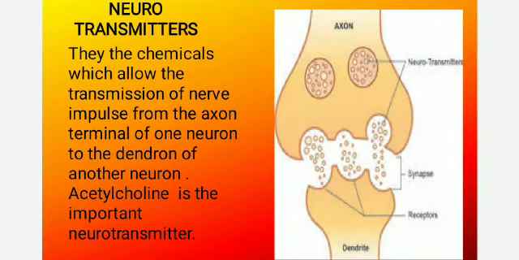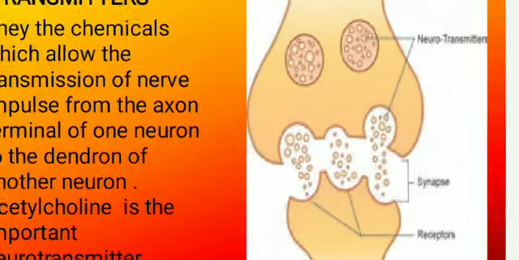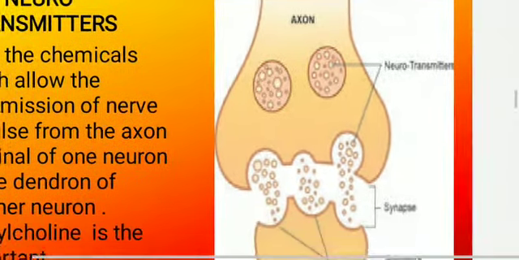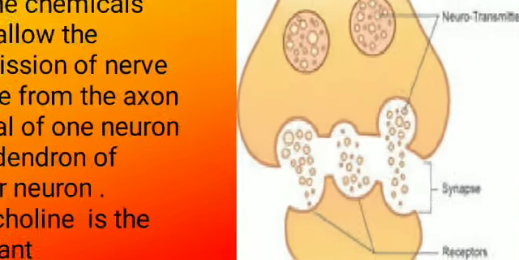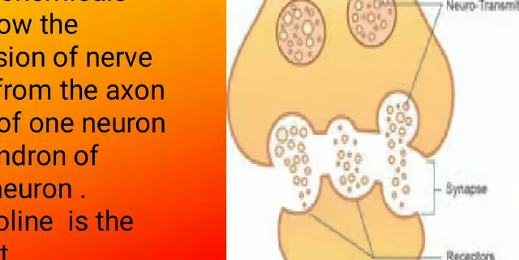Neurotransmitters are the chemicals which allow the transmission of nerve impulse from the axon terminal of one neuron to the dendron of another neuron or to the effector organ. As they transmit the nerve impulse in the form of chemicals, they are called neurotransmitters. Here in this diagram you can see how the nerve impulses are transmitted from the axon to the dendron of the other.